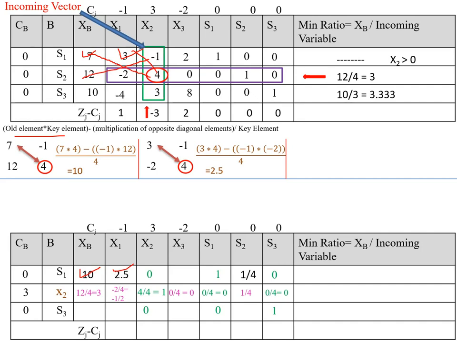So next element is here x3, for the 2. So the old element is 2 and we have to identify the key element here.